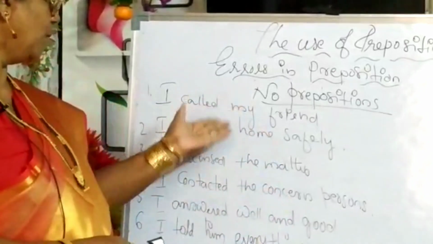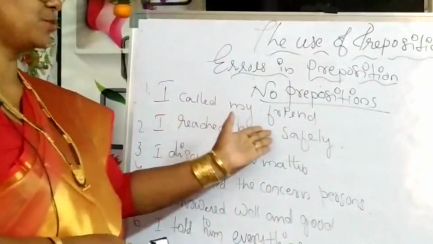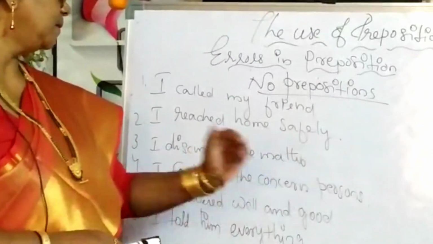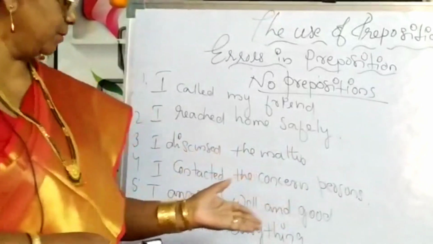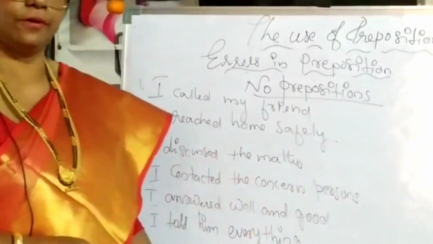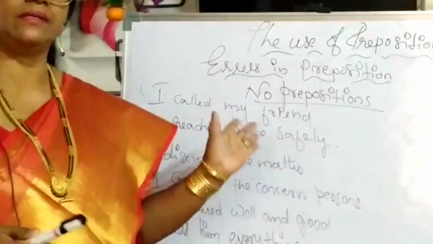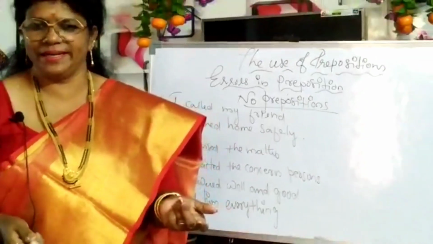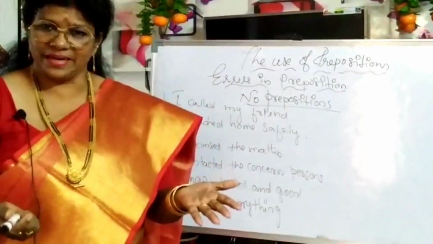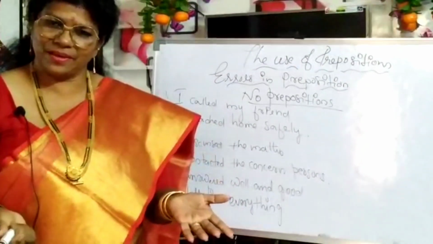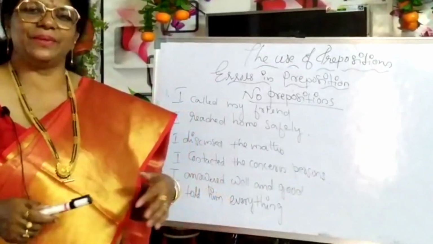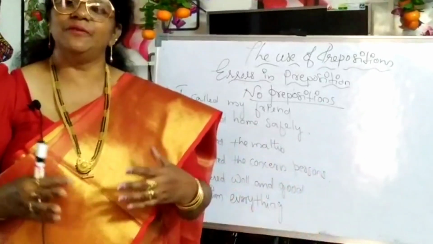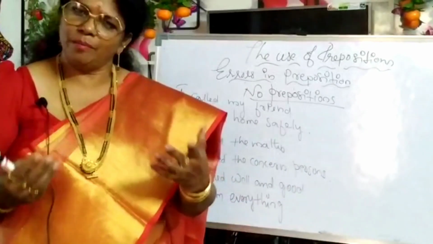Okay? So here all, I called my friend. I reached home safely. I discussed the matter. I contacted the concerned person. I answered well and good. I told him everything. So, commonly, there are many words; I gave certain examples. So, what you have to do at home, practice well. Now, holidays, no? Ten days of holidays, you can practice at home. And many examples you can create and work out. So, you will understand where you can use prepositions and where you can omit prepositions.